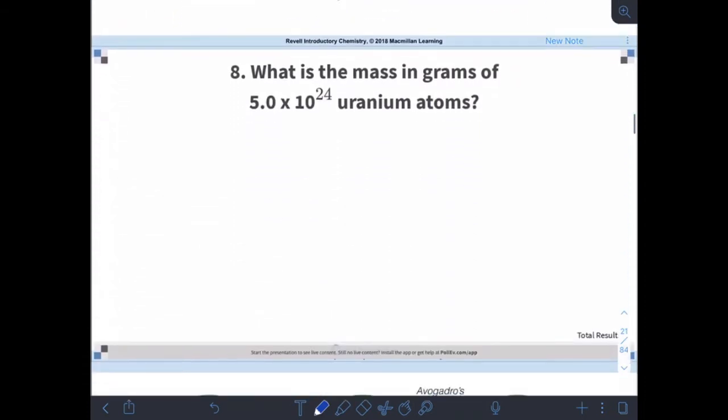All right, so number 8. So what is the mass in grams of that many uranium atoms? 5.0 times 10 to the 24. So sort of dissecting the question again, grams, that's going to lead us to the idea of molar mass, because our units of molar mass are grams and moles. But atoms, that comes from Avogadro. Avogadro. I have to sound that out every time.